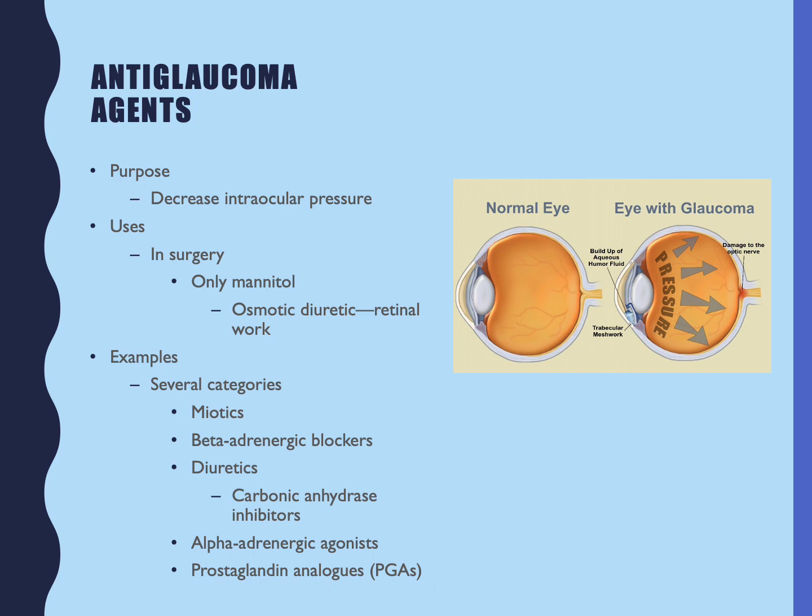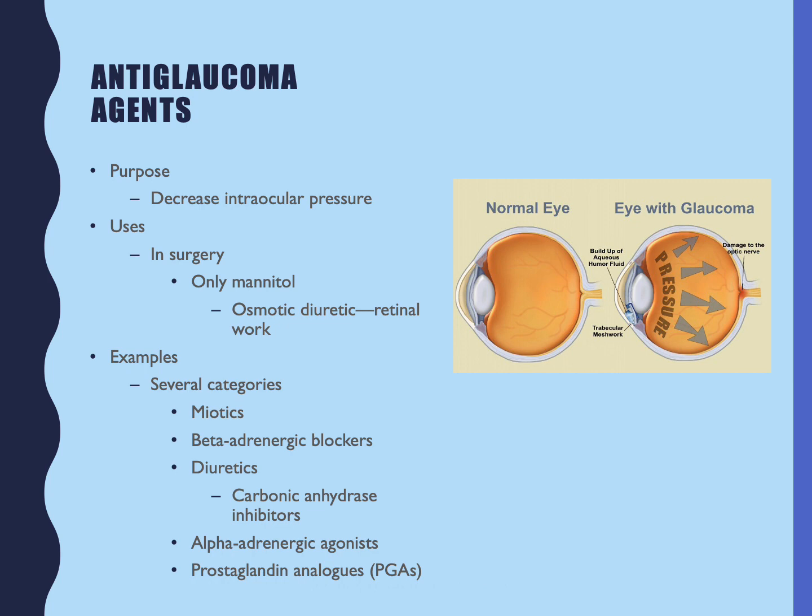Another category of ophthalmic agents is anti-glaucoma agents. Remember, glaucoma refers to the group of conditions that's characterized by increased intraocular pressure. We abbreviate that as IOP. Now, glaucoma can be caused by an overproduction of aqueous humor or by a blockage in the drainage system. Normal IOP, intraocular pressure, is between 10 and 20 millimeters of mercury.